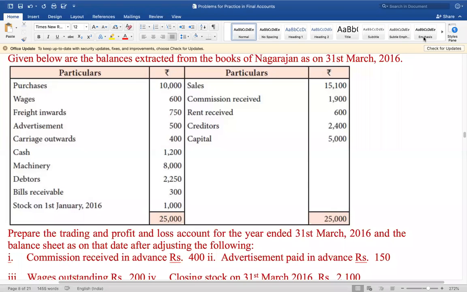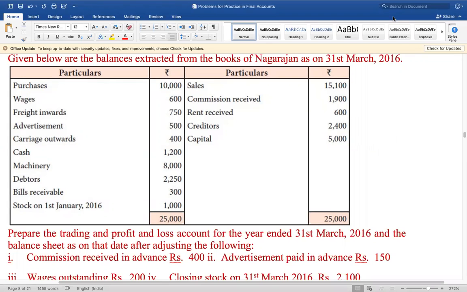Okay, next. Carriage outward. Selling expense. Distribution expense. P&L account. Okay. Cash. Asset. Machinery. Asset. Debtors. Asset. Bills receivable. Asset, sir. Yes. Stock. Opening stock. Debit item of trading account.